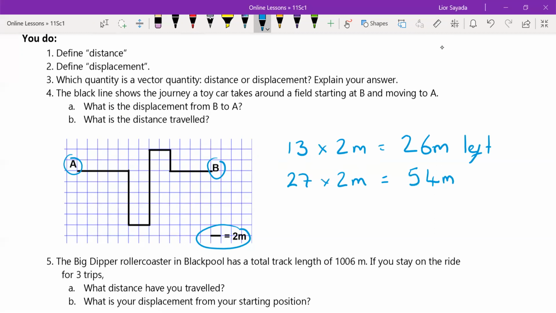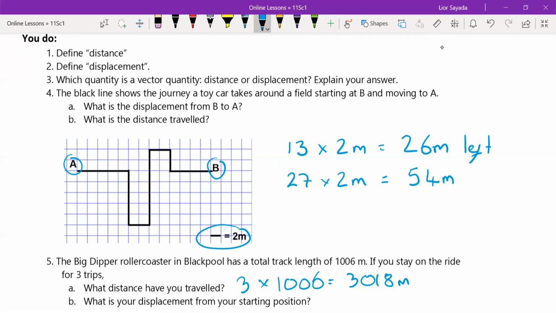For question 5, things are a little simpler. So for 5A, what distance have you traveled? Well, the whole journey is 1,006 meters for one journey around the roller coaster, and you're staying on for 3 trips. So 3 trips, 1,006 meters each. That is 3,018 meters. Distance is what type of quantity? You should have said distance is a scalar quantity, so it doesn't need a direction.